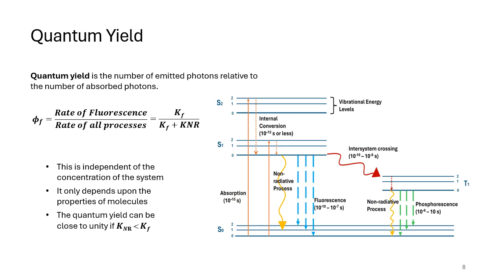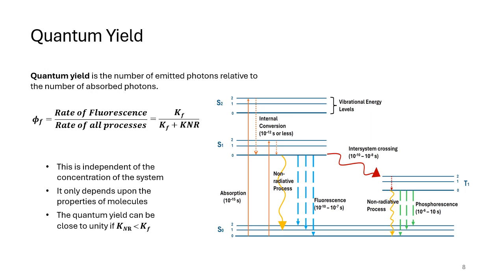We have already seen in the Jablonski diagram that there are many non-radiative processes which occur along with the radiative process like fluorescence. So what are these non-radiative processes? These can be heat, internal conversion, and also intersystem crossing. All these non-radiative processes occur side by side with the radiative process.